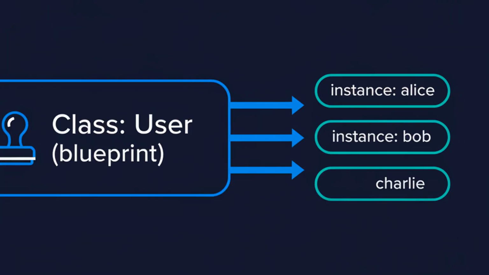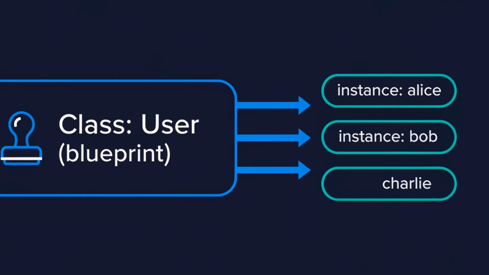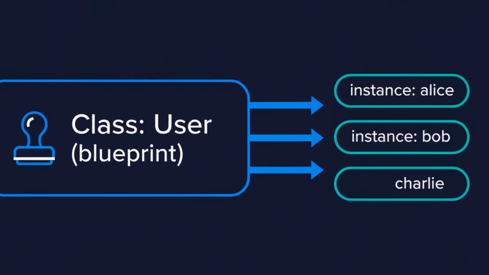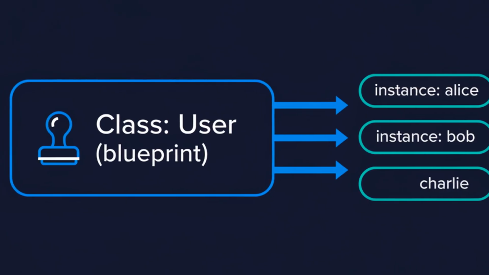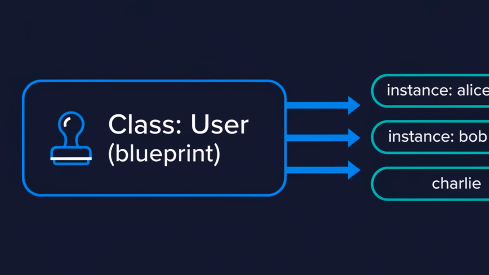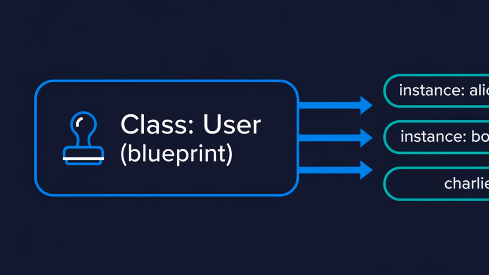A class is just a blueprint. Think of a cookie cutter. The cutter isn't a cookie, but you can stamp out as many cookies as you want from it. A class works the same way. You define the shape once, then create many objects from it. Each object made from a class is called an instance.